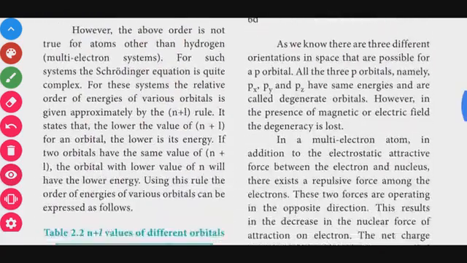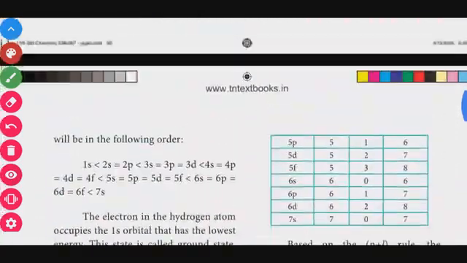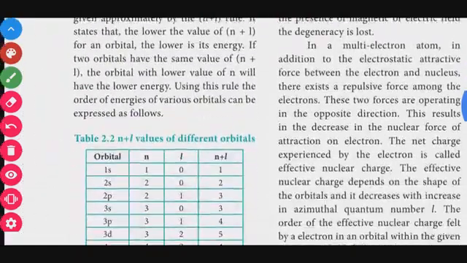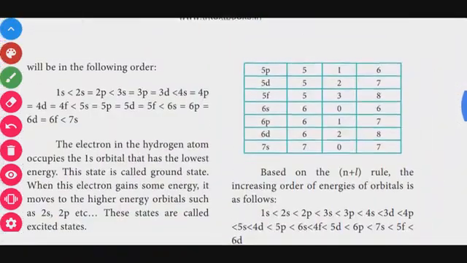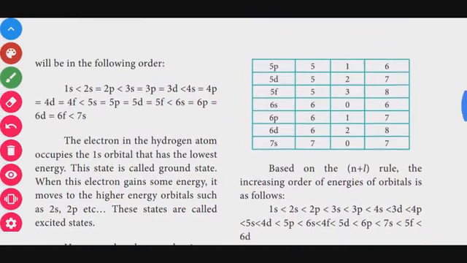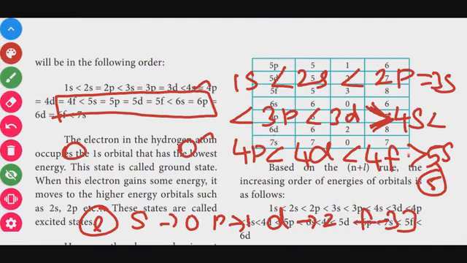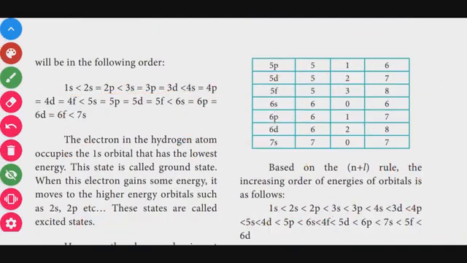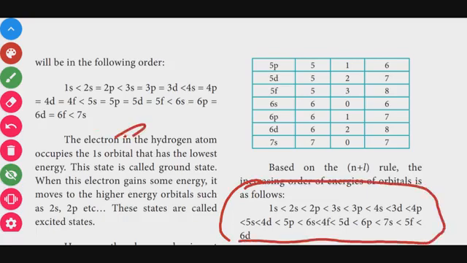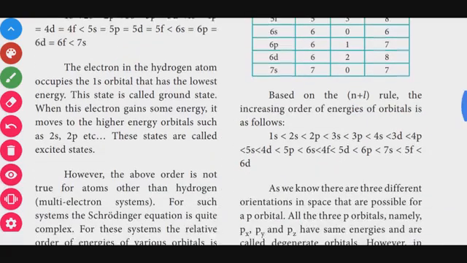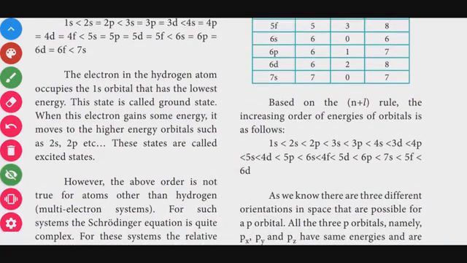5s orbital is 5 and 5p orbital is 6, right? I think there is a mistake over here. 2s and 2p will be equal, then 3s, 3p, 3d, 4s, 4p. The order I wrote here, don't consider it; it is over here, sorry. Look here: 1s, 2s, 2p is less than 3s, 3p, and 4s, 3d, 4p, 5s, 4d, 5p.